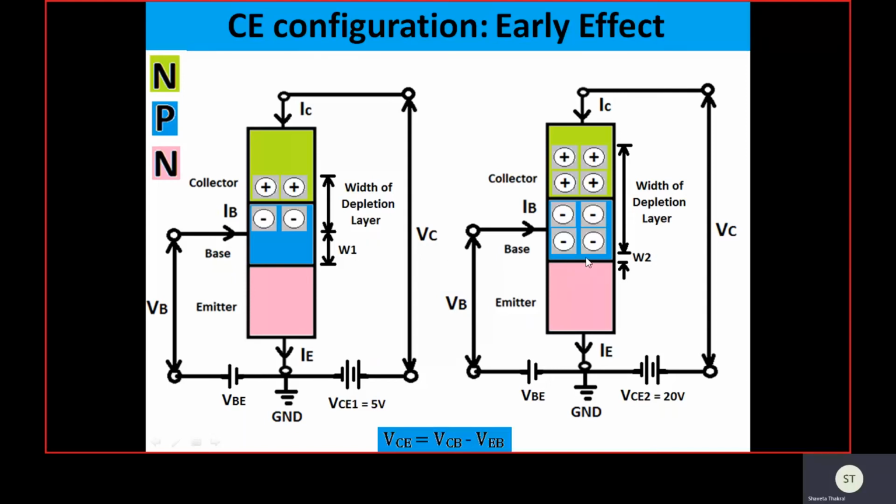So when the effective base width becomes less, and we have discussed that the emitter is emitting charge carriers, the base is bypassing charge carriers, and the collector is collecting charge carriers. So when the emitter is emitting charge carriers, in case number 1, W1 is the effective base width, and in case number 2, W2 is the effective base width.